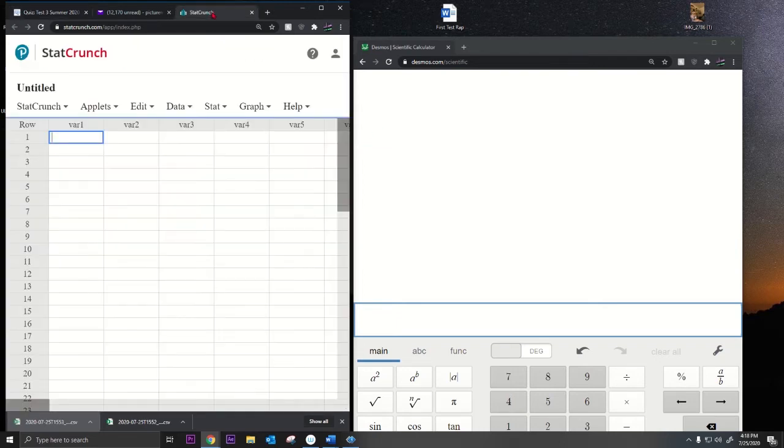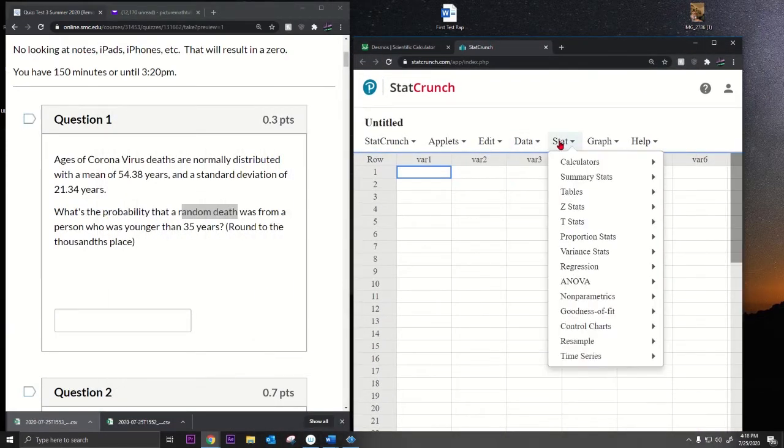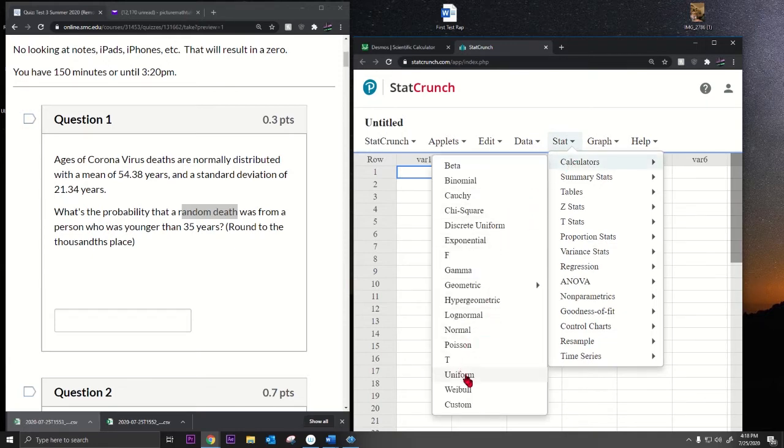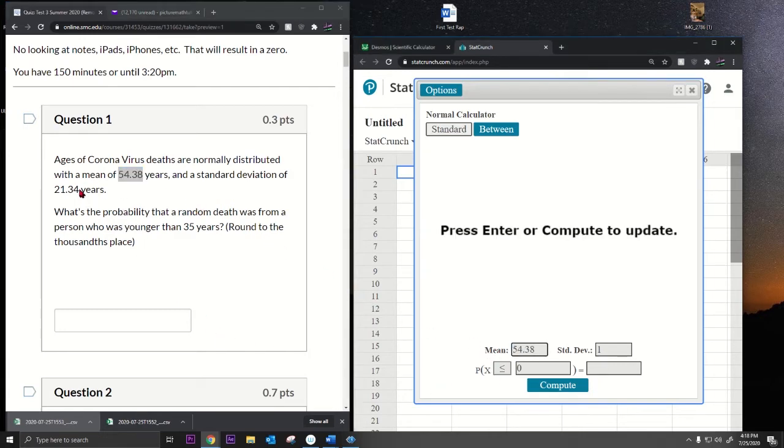So it's just a normal calculation. So we can go to StatCrunch. Let's pull this off. Maybe we'll put it over here. And then we'll just go to the normal calculator. So this is StatCrunch, so stat, calculator, normal, and then we just plug our data in. We have a mean, 54.38. Let's see if I can copy this in. Good, I can. Control C, Control V, and then it says younger than 35, so good, we have the right direction on the inequality. Control C, Control V, press compute.